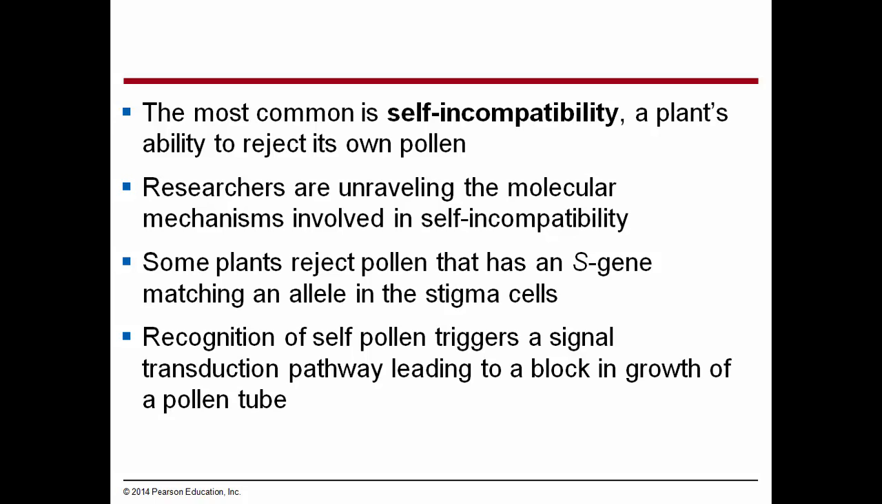Recognition of self-pollen triggers a signal transduction pathway leading to a block in the growth of a pollen tube. So plants have molecular ways of telling what's their own pollen from their same flower or their same plant, and they're able to block it. They block the growth of the pollen tube.